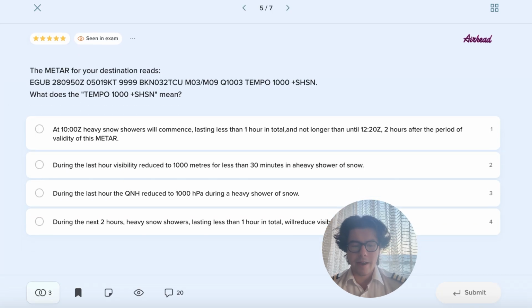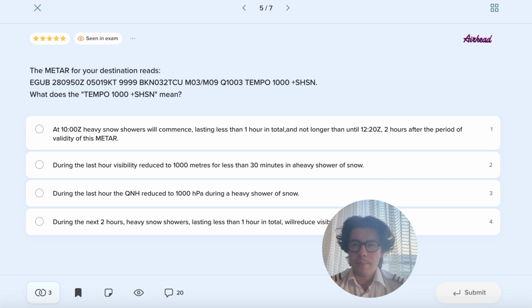Now going into the METAR message. So the METAR for your destination reads as follows. We have the airport code Echo Golf Uniform Bravo, and this one is issued on the 28th day of the month at 0950 Zulu time. We have the wind blowing from 50 degrees with a speed of 90 knots. The visibility is 10 kilometers or more. We have broken clouds at 3,200, which are towering cumulonimbus clouds. The temperature -3, dew point -9, with the QNH 1003. And there is a TEMPO trend message, which essentially says that for the next 2 hours, we can expect very intensive showers of snow and decreased visibility to 1000.